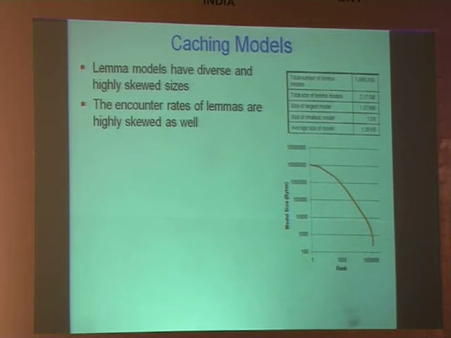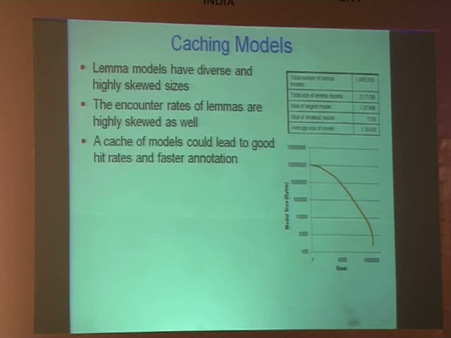The encounter rates of lemmas are highly skewed as well. So Sachin Tendulkar will be encountered quite frequently as compared to my name. So this raises hope that a cache of models with a suitable eviction policy like LRU or LFU, least recently used or least frequently used, could lead to good hit rates and faster annotation.